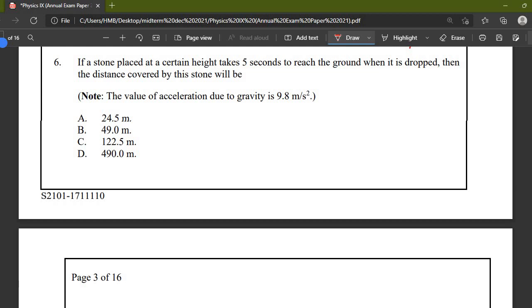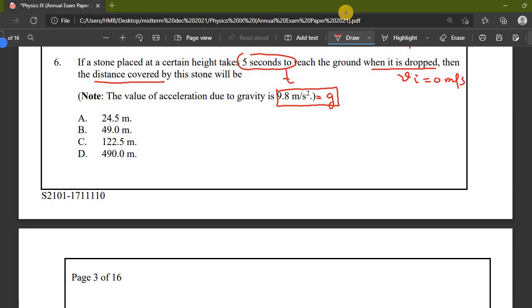Let's see the same type of question in 6. A stone placed at a certain height takes 5 seconds to reach the ground. So this is t. When it is dropped, the distance covered by the stone will be. We don't know the height, we just know that it is dropped. This means Vi will be equal to 0 meters per second, the gravitational acceleration will be taken as positive 9.8, and the time is 5. We have to find the distance covered, which means we have to find the height.